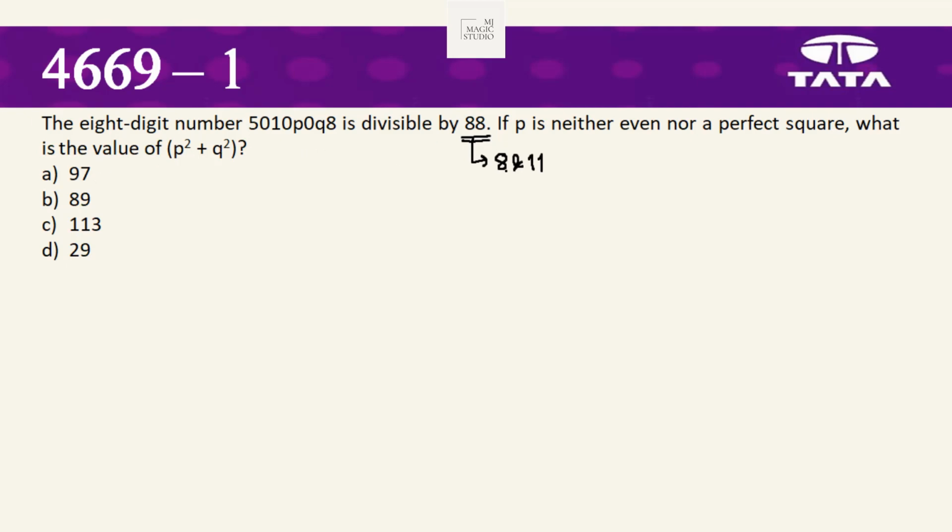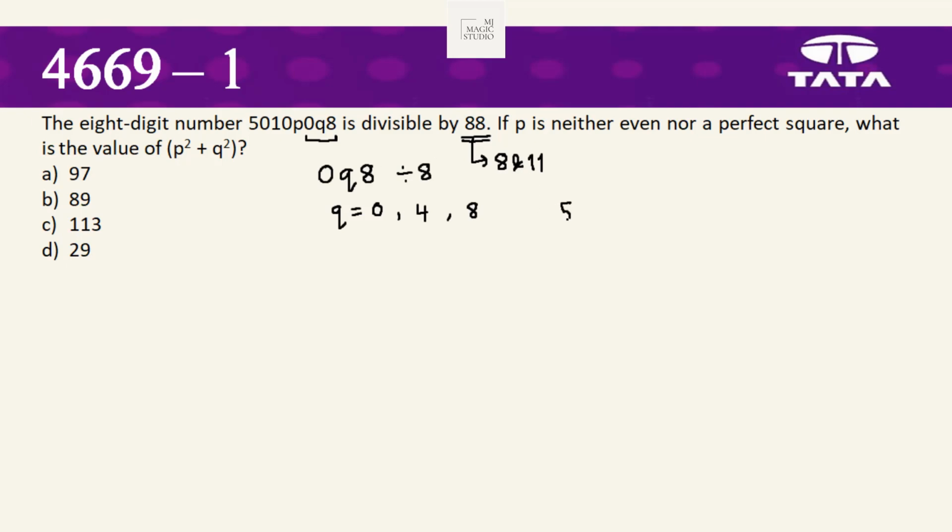Okay. So first, this number is divisible by 8. That means the last 3 digits, 0Q8, are divisible by 8. We need to first identify what can be the values of Q. Q can be 0, since 008 is divisible by 8, or 4, 048, or 8, 088, which is also divisible by 8. So we can have 3 values for Q.